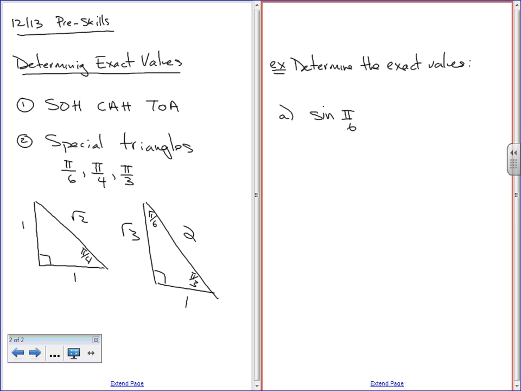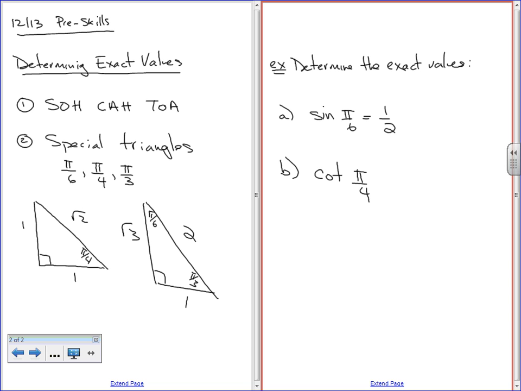So to figure out the exact value of sine of pi over 6, you simply just locate where pi over 6 is. Here it is up here. And then using SOHCAHTOA, the sine is the opposite side, which is 1, over the hypotenuse, which is 2. So the exact value of the sine of pi over 6 is 1/2. Right? You have a calculator, make sure it's in radians. Hit sine pi over 6, make sure you get 1/2 as an answer. If you didn't, then you've messed up, and then correct it.